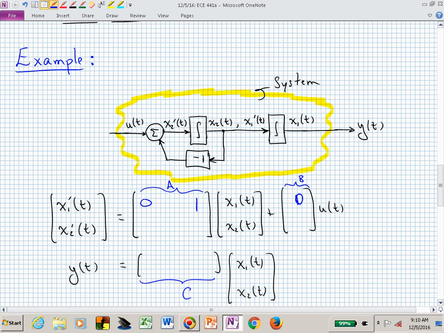X1 is not coming in to influence X sub 2 prime. X sub 2 prime does have a piece from X sub 2, that's minus 1, and our input now is influencing the time rate of change of X sub 2. So that X sub 2 prime is minus X sub 2 plus U. And that's now the dynamic piece of this state space representation. What's the output matrix? 1, 0.